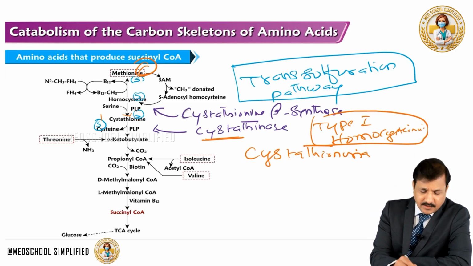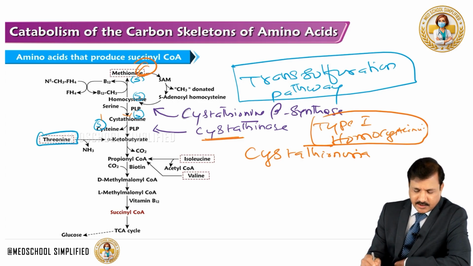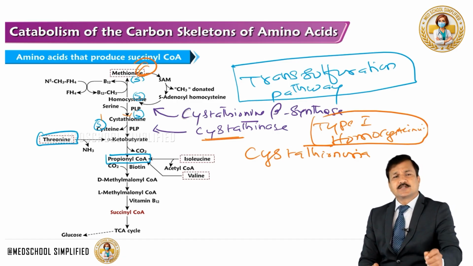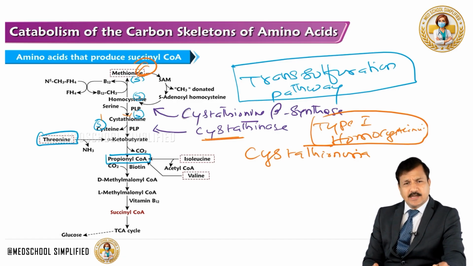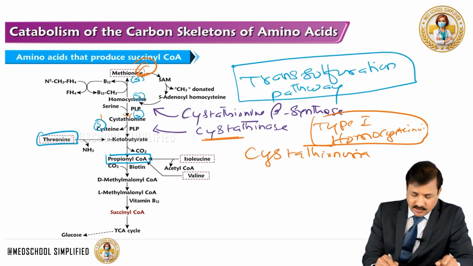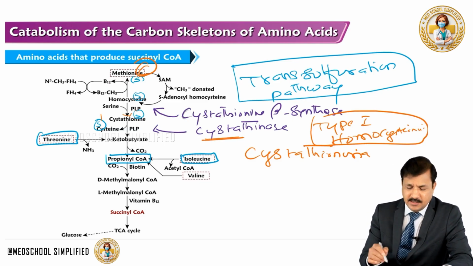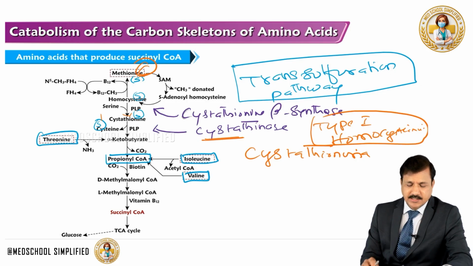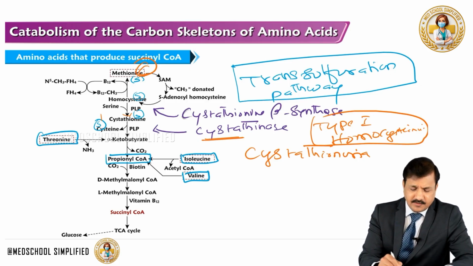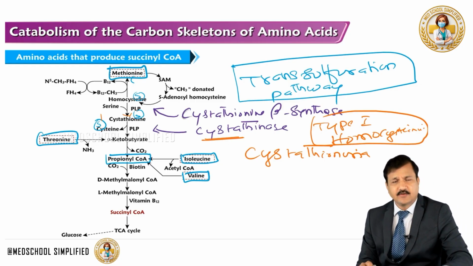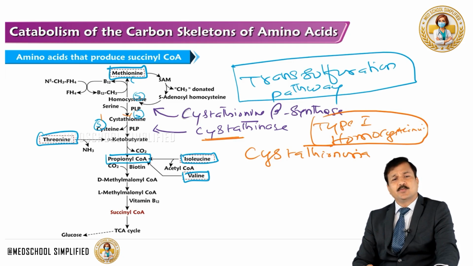You need to remember the names: threonine. The amino acid threonine becomes alpha-ketobutyrate and then propionyl-CoA. So carbon skeleton oxidation of threonine will give propionyl-CoA. That's one thing. Second, isoleucine. Carbon skeleton of isoleucine upon oxidation gives propionyl-CoA. Third, valine. Oxidation of the carbon skeleton of valine will give propionyl-CoA. And of course, methionine. Oxidation of the carbon skeleton of methionine is going to give propionyl-CoA.